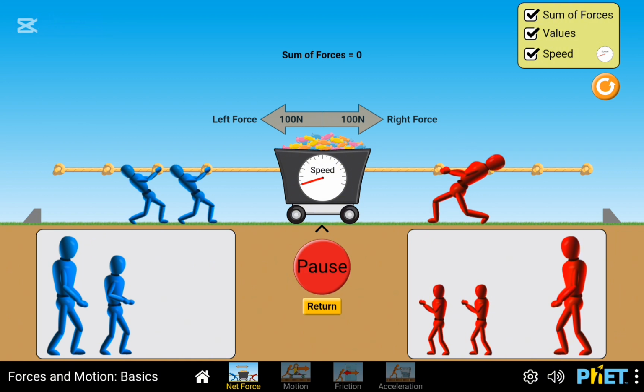As you can see, there is no movement because there is no resultant force, because 100 Newton force is applying to the right side and 100 Newton force is applying to the left side. Both of the forces cancel out and the resultant force is zero. That's why the object is not moving, the velocity is zero.